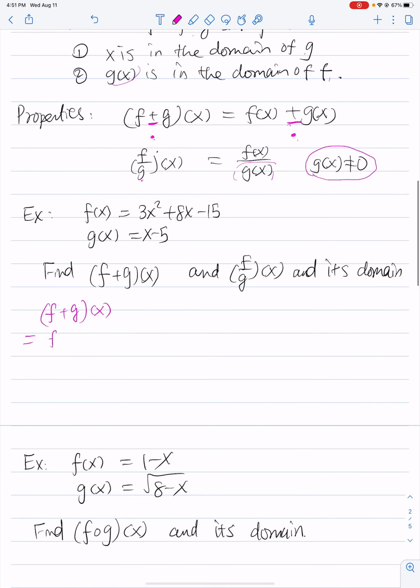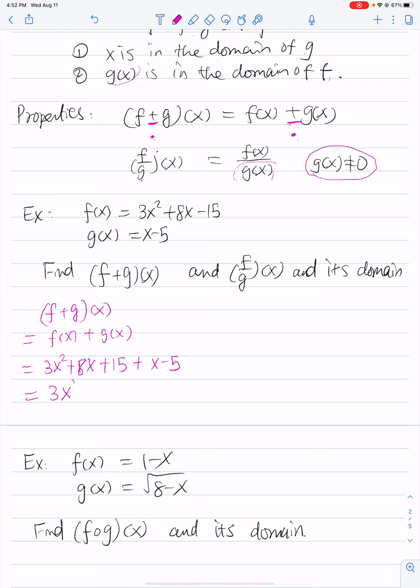According to the formula, it means what? f(x) plus g(x). So what will it be? 3x squared plus 8x minus 15, plus g(x), which is x minus 5. Then what will you do? Combine like terms, as we learned before: 3x squared plus 9x minus 20.